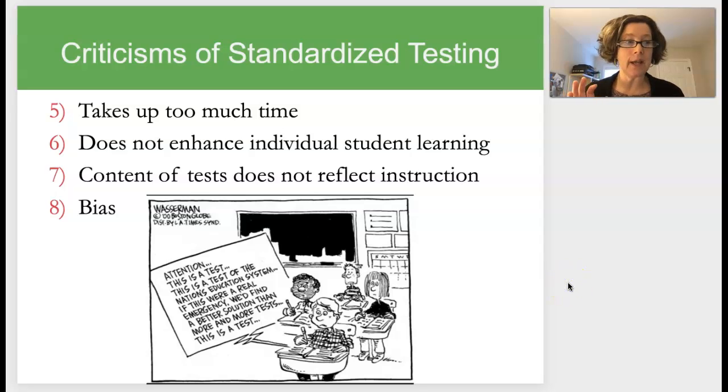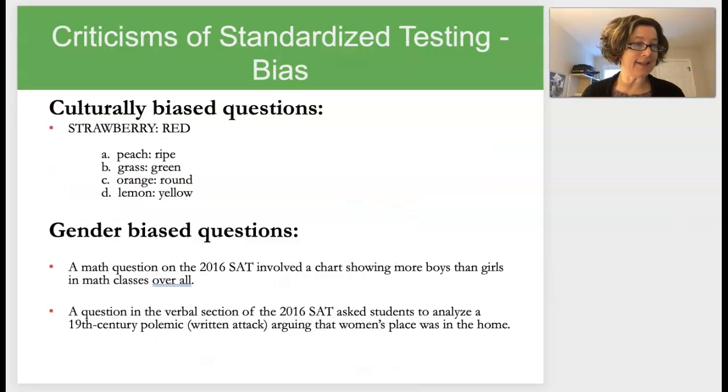So let's have a look at some bias in testing, because this is super interesting. We think that because they are standardized and because they come from afar, that they come unbiased. Standardized tests are definitely not unbiased. So we're going to have a look at this. So, okay, here's a culturally biased question. Strawberry is to red as A, B, C, or D.